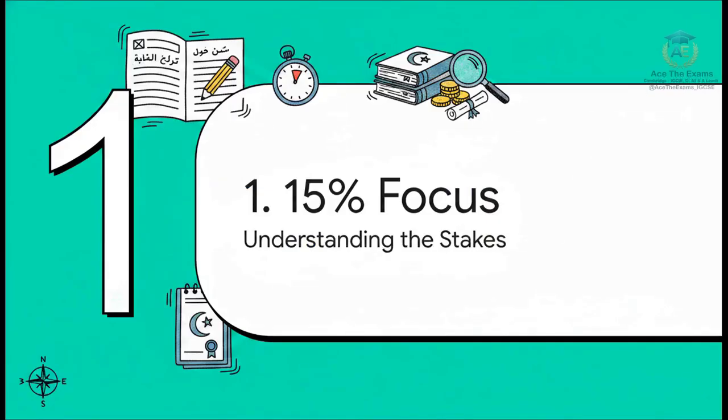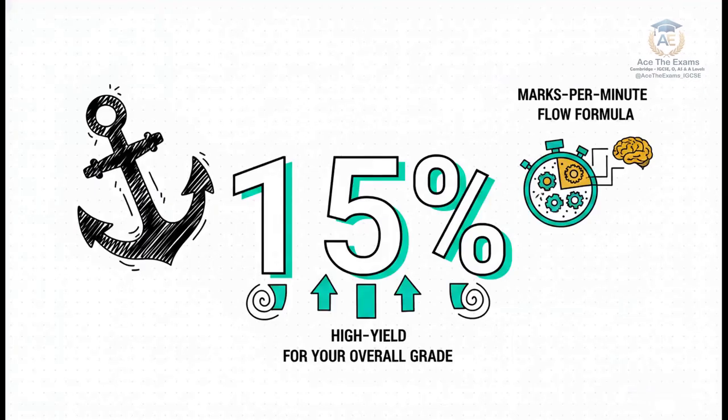Section 1. The 15% focus, understanding the stakes. Let's start by grounding ourselves in exactly why this specific text demands our absolute, unwavering attention. This single section, Tuyur Aylul, represents approximately 15% of your total paper 2 marks. Think about that for a second. 15%. That makes it a massive, high-yield target for your preparation.